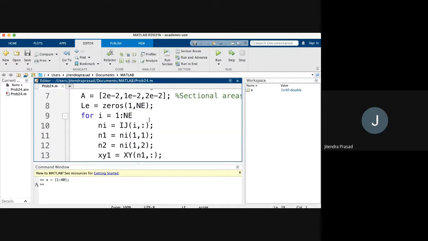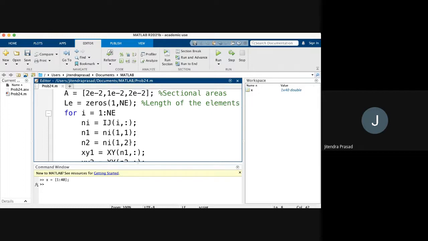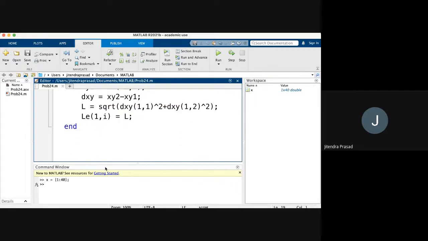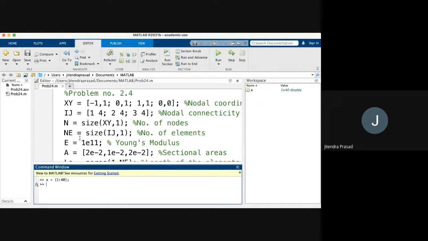Okay, so here what we did, this is the length of the elements. And this is the loop in which it is running, and we have that. Anyway, so far we can also run and see if it's working or not. Let's see. What you have to do here is just type here prob 24.